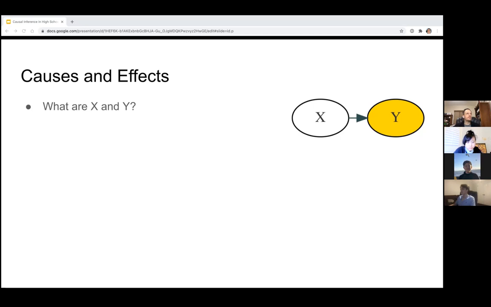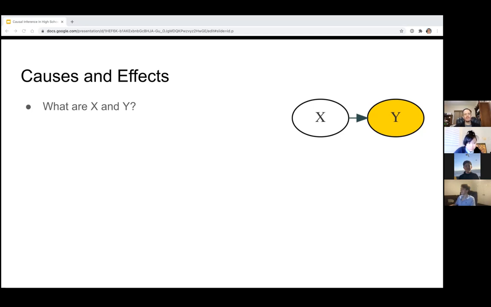Here are some other examples. I see a bunch of other chat messages here. X equals ice cream sales, Y equals diabetes. Okay, that's an interesting one. Does ice cream sales cause diabetes? Indirectly, maybe. And so we might want to put in a few nodes in between X and Y.